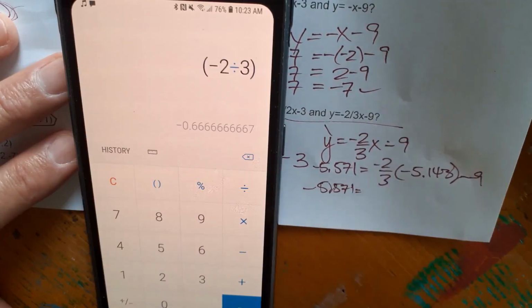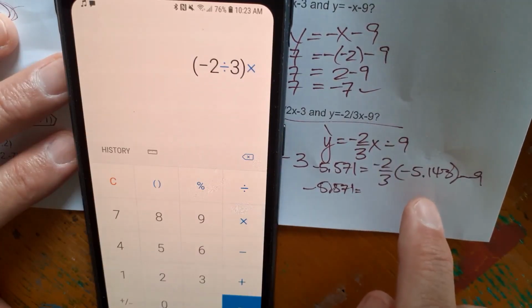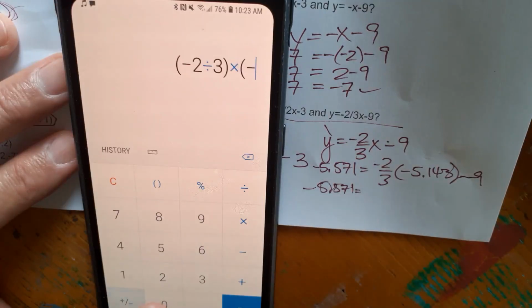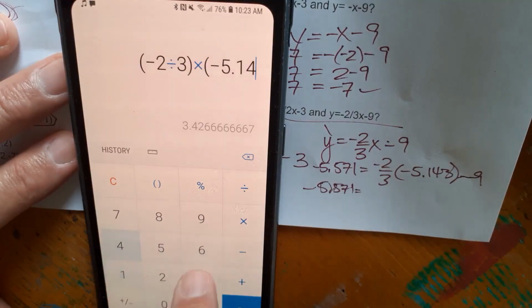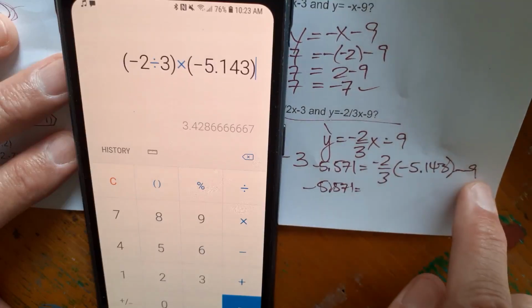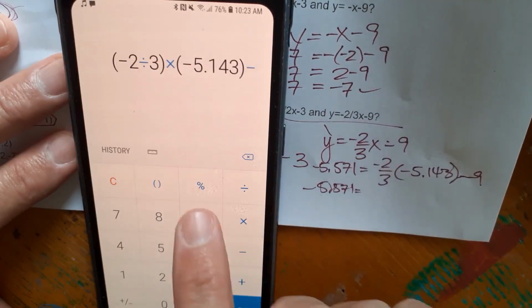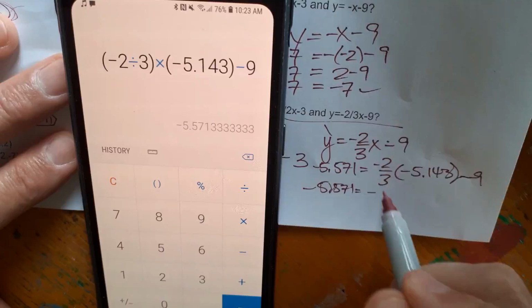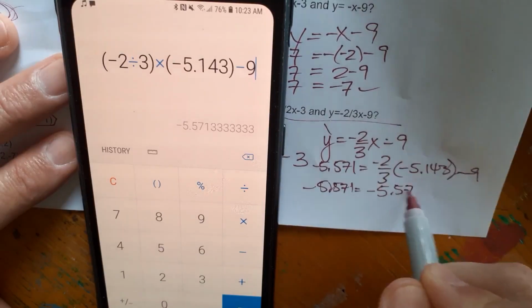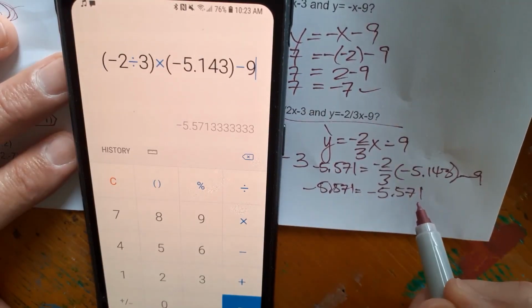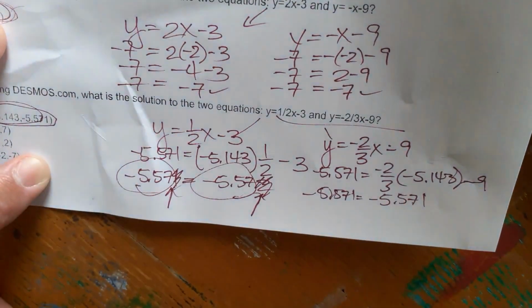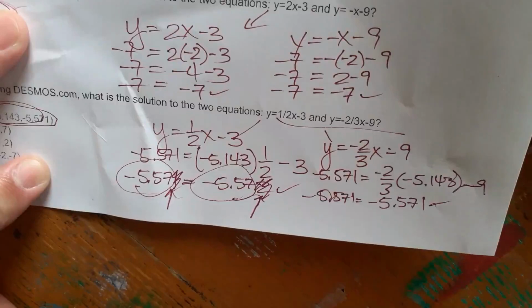That's my 2/3 times negative 5.143 and minus 9. So we get a minus 9 in there. Let's make sure that's right. And we get negative 5.571. And in this case, our rounding error worked out, but we could be willing to remove that last decimal to say that it works. But it works in this case, and it works in this case.